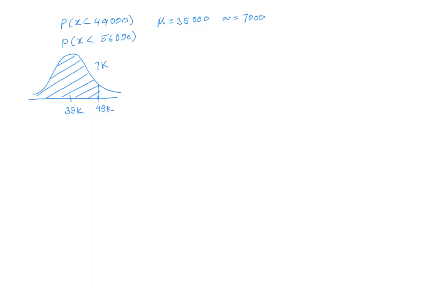Now, to find this area, the probability of X less than 49,000, I need to go to the standard normal distribution, which has a mean of 0 and a standard deviation of 1. So this point must map to a point somewhere here. Okay, that's my Z. And we need to find that Z value. How do I find it?